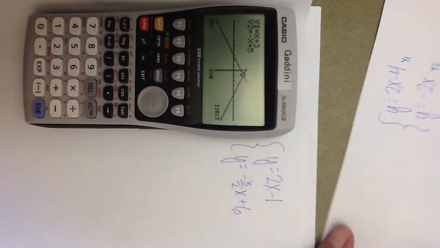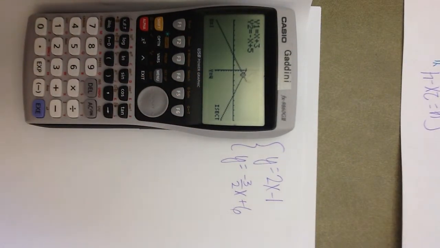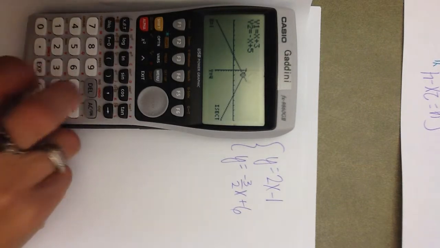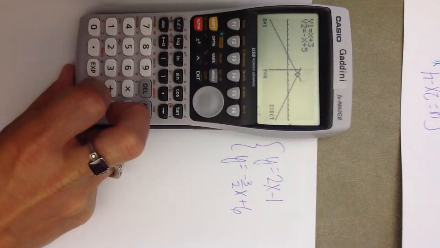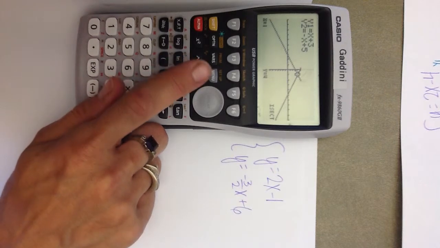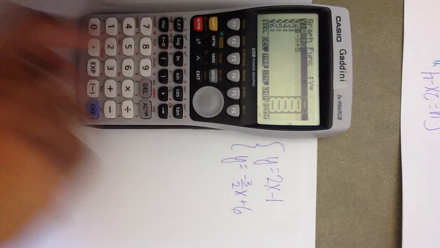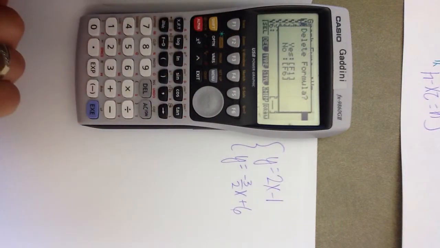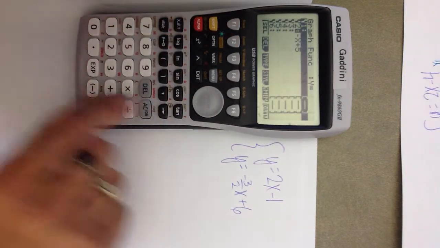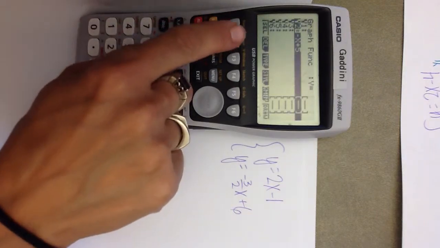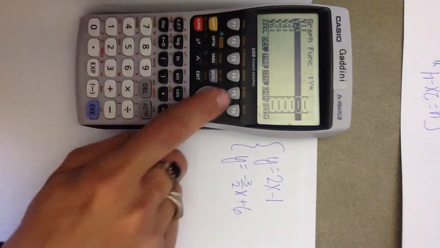Alright, so here I have y equals 2x minus 1 and y equals negative 3 halves x plus 6. So I need to exit out of the graph screen and go back to the y equals screen, and I need to go up and delete what I previously typed by hitting F2 and F1. Highlight the row, F2 to delete, F1 to confirm.